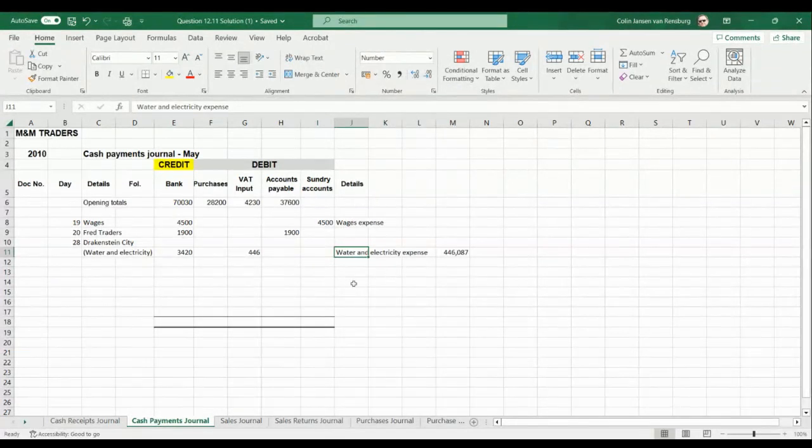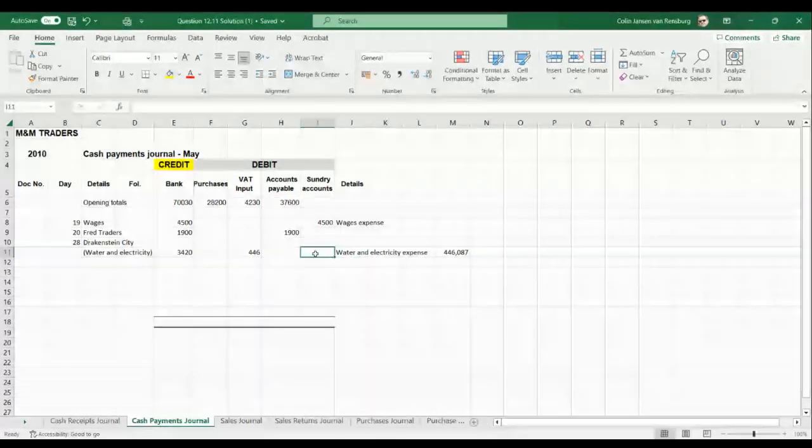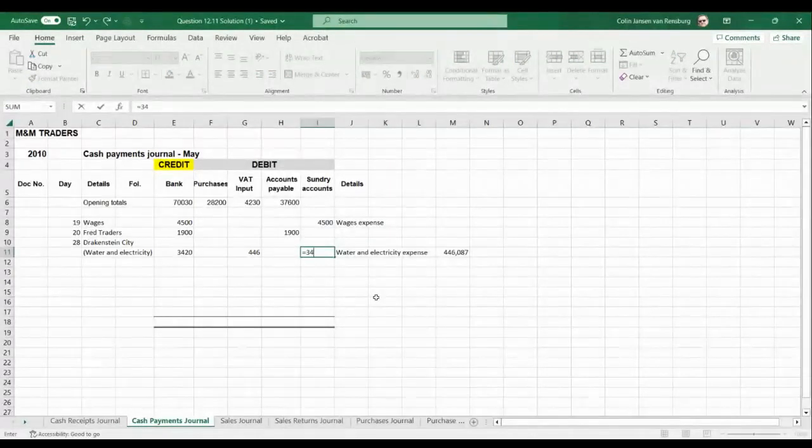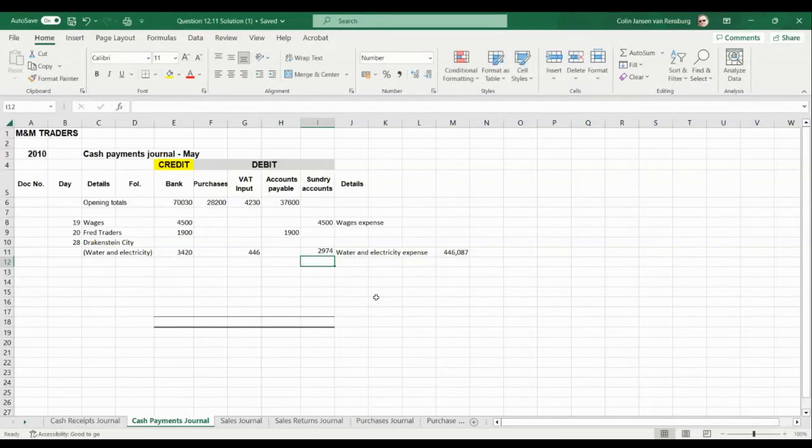Water and electricity expense. And the water and electricity expense, what will the expense be for us? It will be 3420 minus 446, 2974. Let me just see whether you are confirming that. 2974. Thank you very much, Connie. Much appreciated. Thank you, Senziwe. 2974. Right, so that agrees with what we've got there.